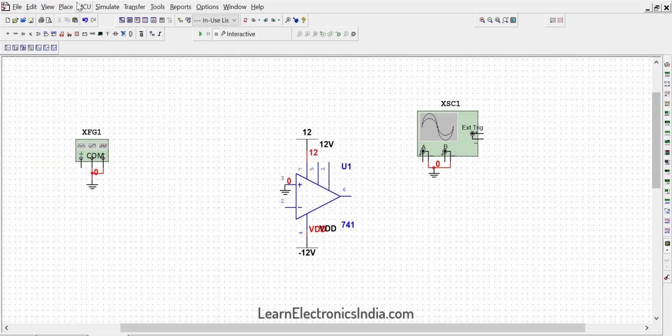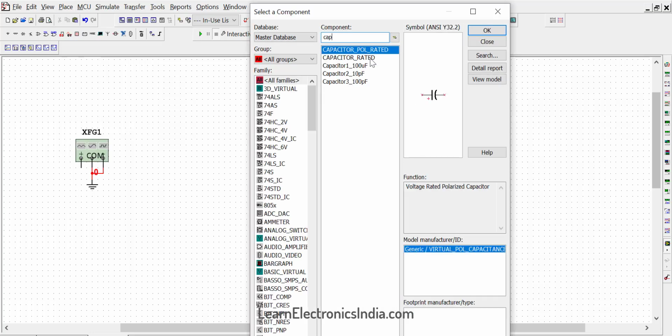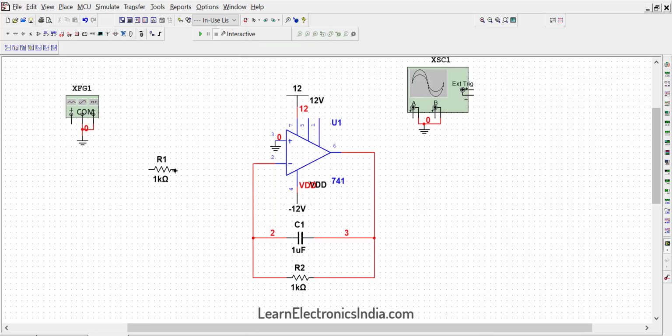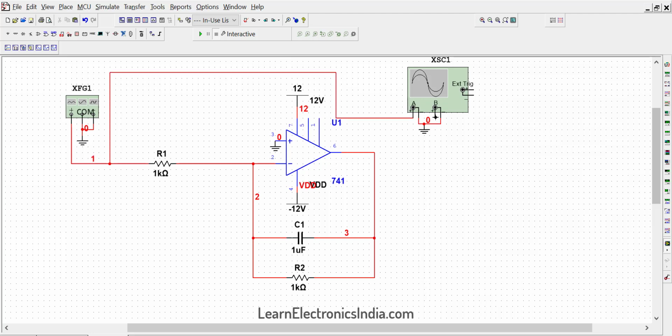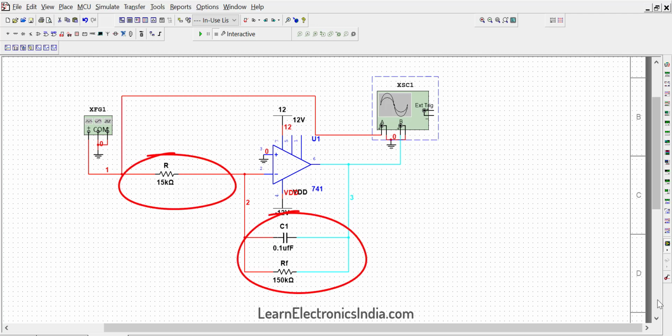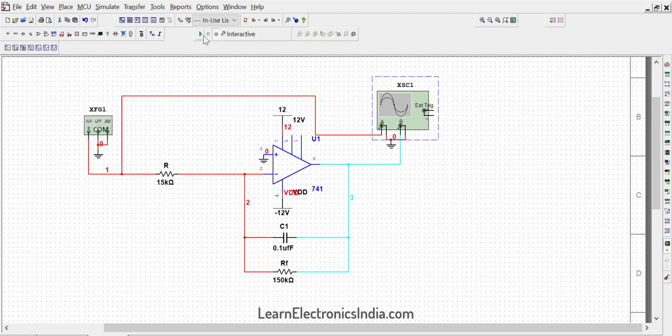To make an integrator, we will connect a resistor and a capacitor in parallel between the output and the inverting input of the op-amp, and connect a resistance between the inverting input and the output of the function generator. The value of C1 is 0.1 microfarads, R1 is 150 kilo ohms, R is 15 ohms.